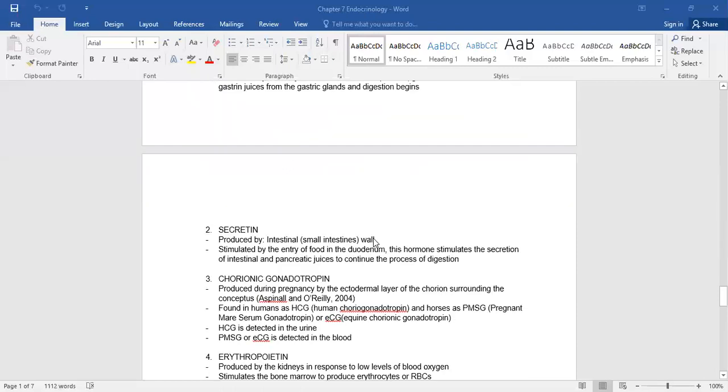And then we have the chorionic gonadotropin for those with breeding. I know you're familiar with this. And for those who didn't have, this is actually produced by some animals that become pregnant. And these are found in humans as human choriogonadotropin, and for horses, it's pregnant mare serum gonadotropin or equine chorionic gonadotropin. For humans, it is detected in the urine, while for horses, it's detected in blood.